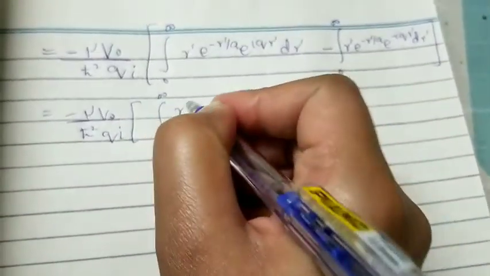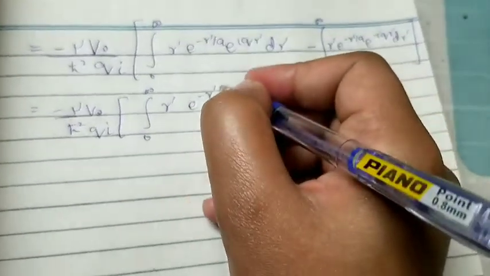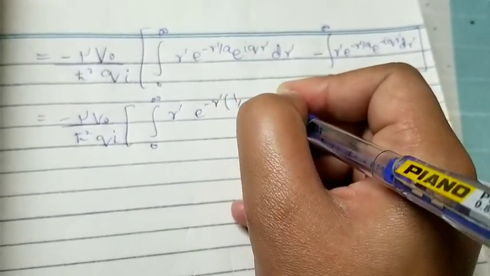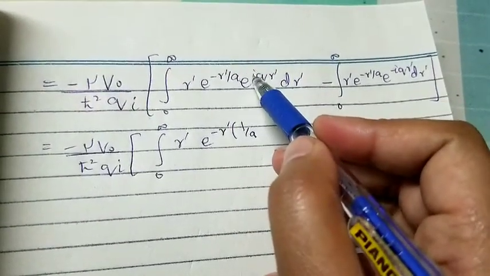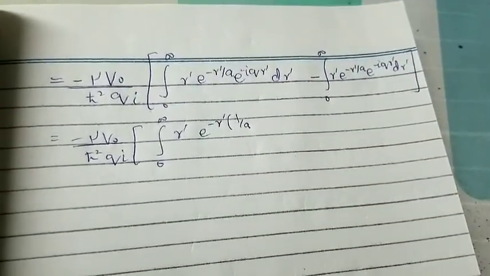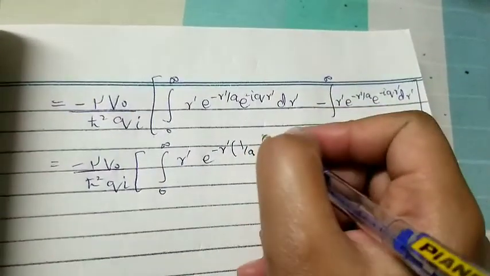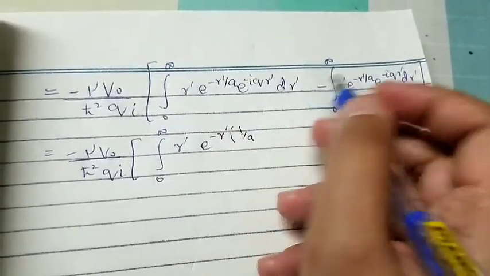We were adding the powers. So I'm taking minus r prime as common, and 1 over a. Since the signs are opposite to each other, here it is plus iota q, and if I take negative r prime as common, then what will happen here is that the signs inside will be inverted.